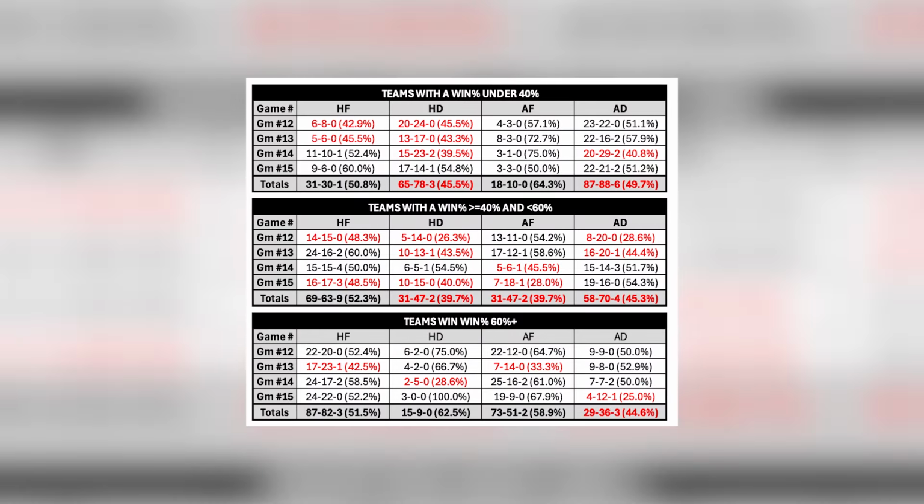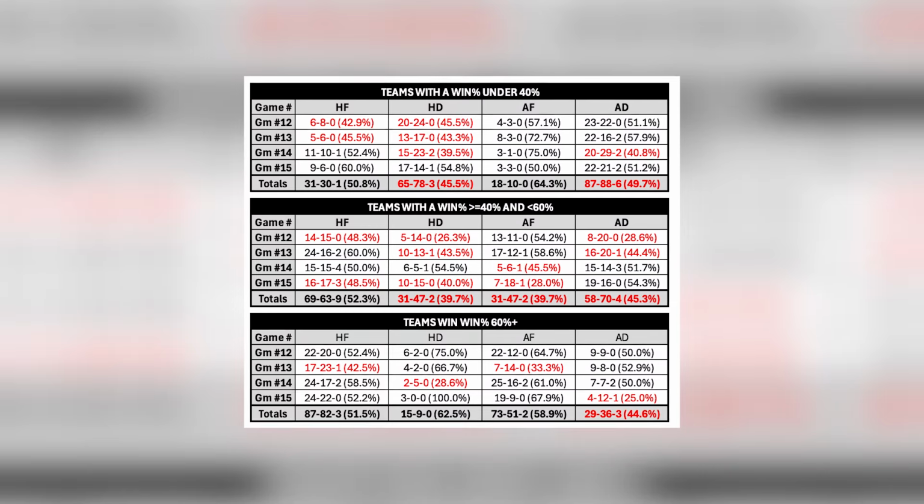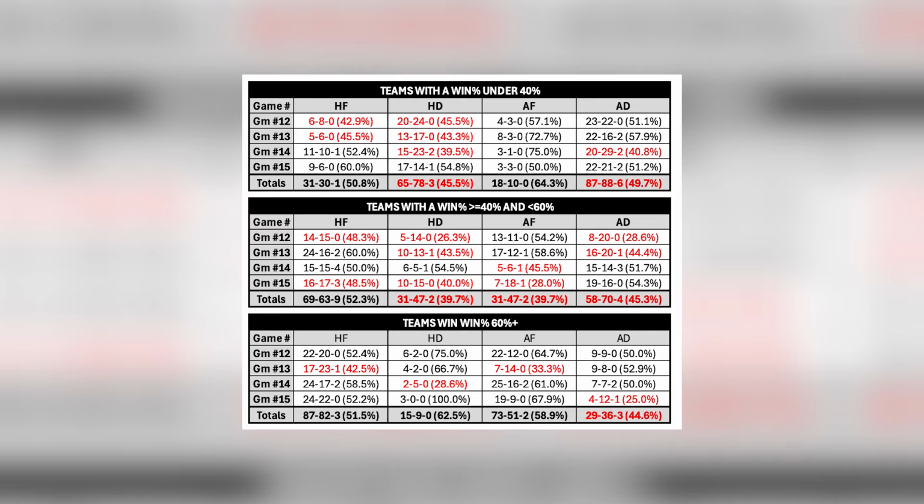You'll see on the chart, the top are NFL teams from game number 12 and later that have a straight up win percentage under 40. In the middle, you see teams with a win percentage of 40% or higher and under 60%. And on the bottom, we're looking at NFL teams with a win percentage of 60% and higher from game number 12 to game number 15. Now, all this data goes back since 2015. When they moved the extra point back, that's usually my starting chart to give us big enough sample sizes.